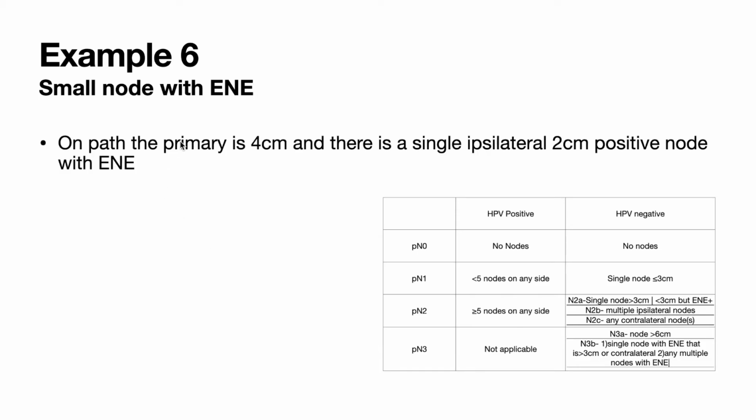On path, so now we're going to pathologic staging. The primary is 4 centimeters, and there is a single ipsilateral 2 centimeter positive node with E&E. So a 4 centimeter primary, that's a T2, single ipsilateral right away. So if we have a single, this is going to be an N1 disease in HPV positive. But for HPV negative, we have the 2 centimeter positive node with E&E. This is going to be an N2A disease because we have a small E&E.